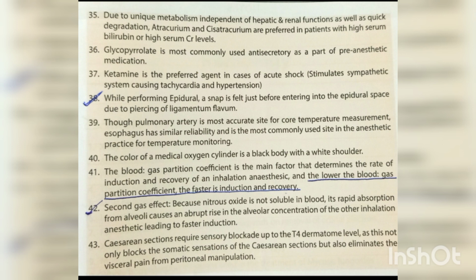Though pulmonary artery is the most accurate site for core temperature measurement, esophagus has similar reliability and is the most commonly used site in anesthetic practice for temperature monitoring. The color of medical oxygen cylinder is a black body with white shoulder.